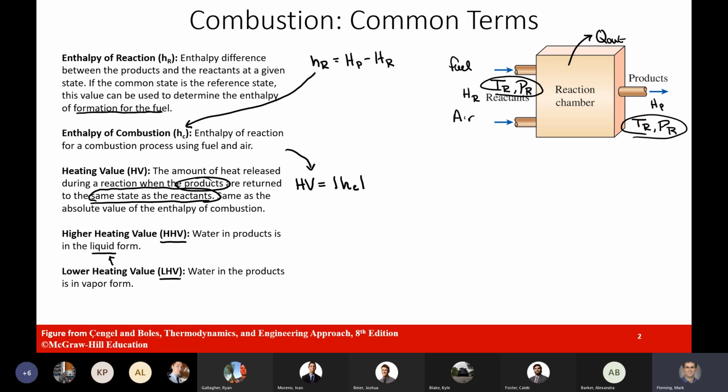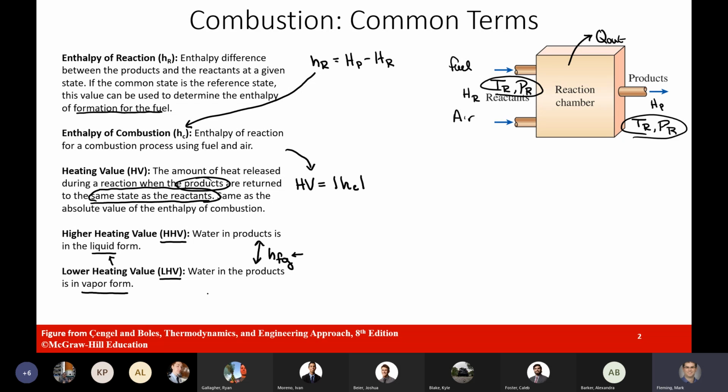And then the opposite would be the lower heating value, where the water in the products stays in the vapor form. And so the difference between these two is going to be related to the phase change of the water, or the enthalpy of vaporization, which is h_fg from the tables. And so that will vary what the difference is in our combustion products.